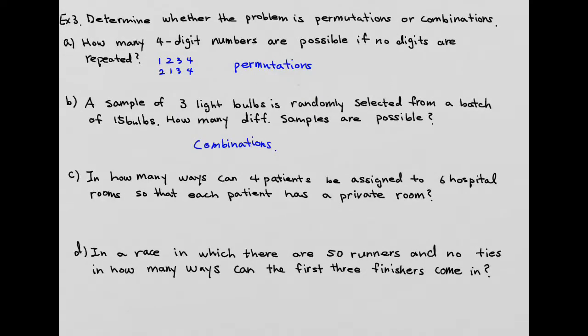Let's look at example C. In how many ways can 4 patients be assigned to 6 hospital rooms so that each patient has a private room? Let me picture this. So you have 6 hospital rooms, 1, 2, 3, 4, 5, 6. So if I put A here and B here, and so on, is that going to be the same if I put B here and A there? No, it's different. Different people going into different rooms makes it different. In this case, again, order matters. So order matters, your answer is going to be permutations.